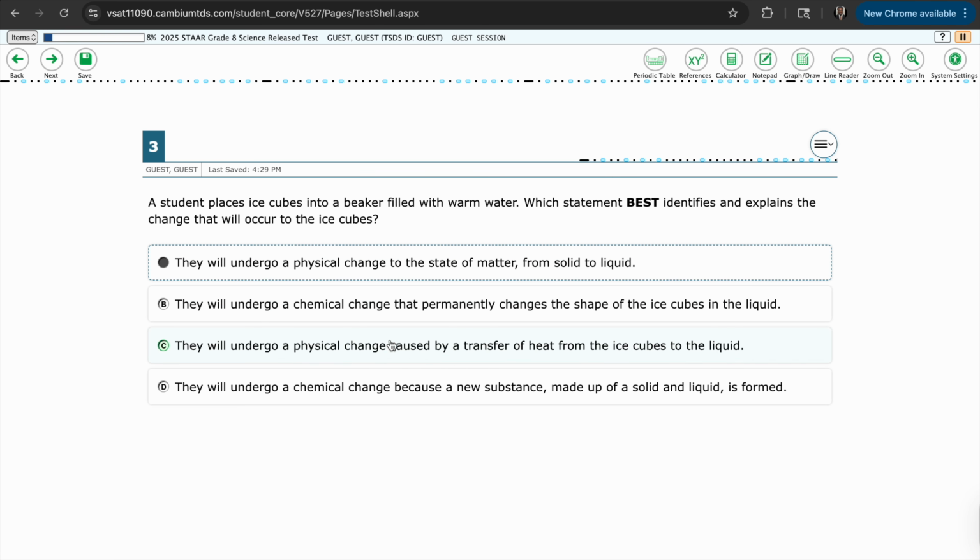Now, C would have been an okay choice if this was phrased differently. The heat isn't going from the ice cube to the liquid. It's going from the liquid, the warm water, to the ice cube, which is causing it to melt. So that's how I would analyze question 3.